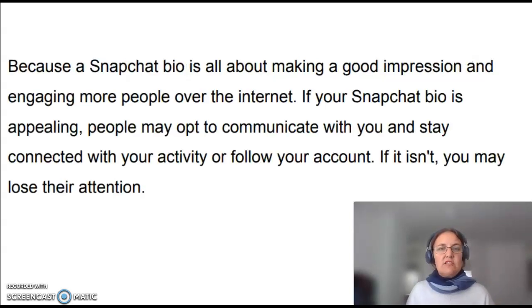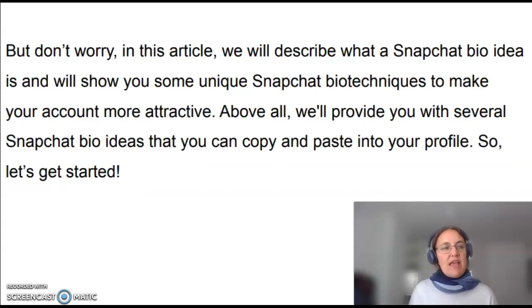The next part of the introduction offers some context to the Snapchat bio. This builds momentum as it talks about the topic. It explains what the bio is for and what it can do for you or not do. But never fear, because in the next part of the introduction, the final part, it explains how this article is going to help you by describing what a bio is, showing some examples, and providing you with some ideas that you can copy. The rest of the article will continue to return to these topics.